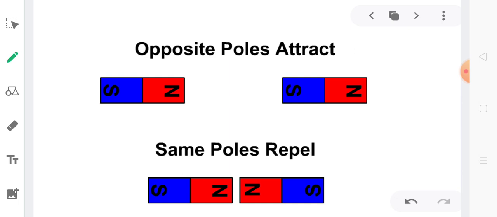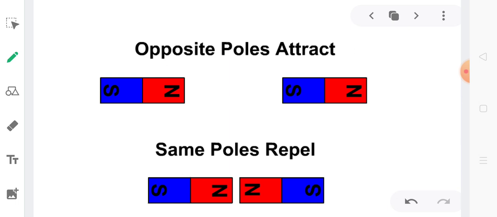A bar magnet is a long rectangular bar of a uniform cross section which exhibits magnetic property and attracts pieces of iron, steel. So, the first important property of a bar magnet is that magnetic poles repel each other: like magnetic poles repel each other, whereas unlike magnetic poles attract each other.